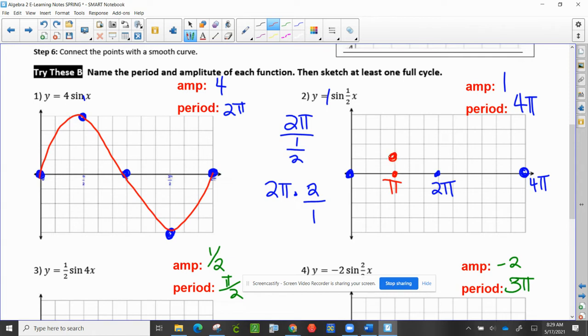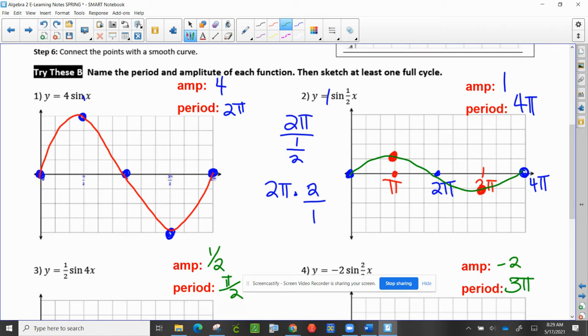So we're going to go up 1 here. Okay, and then halfway between 2 pi and 4 pi would be at 3 pi. So that's where your lower amplitude goes. And again, we connect it with a nice smooth curve. And there's your picture.